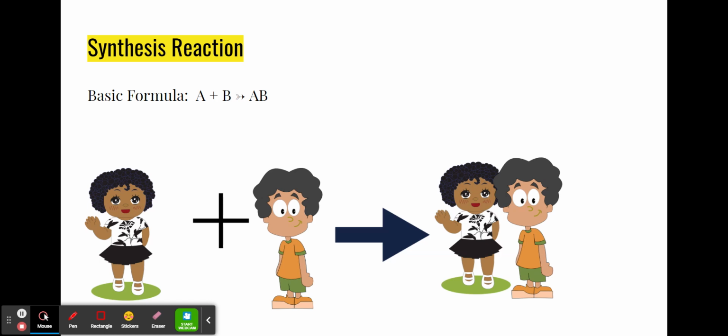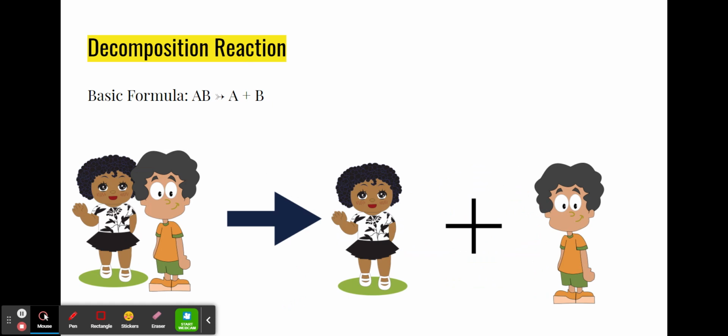So let's look at that in real life examples in our little party. So let's suppose we have Charity that came to the party, and Julian was chilling at the party too. So while she was there, Charity met Julian, and then they decided to become friends, and so they left together. Now we have the Charity Julian combo. That's the synthesis reaction.